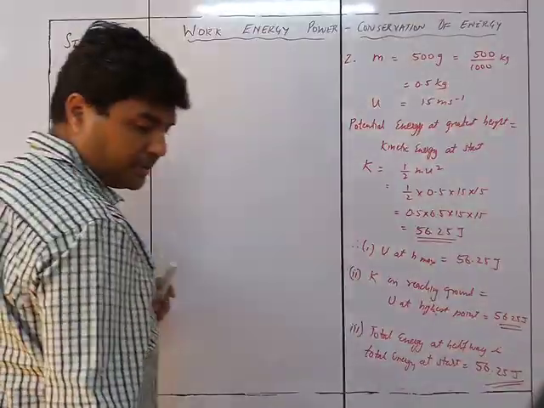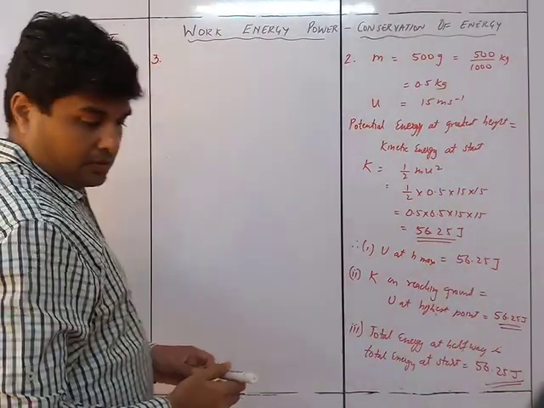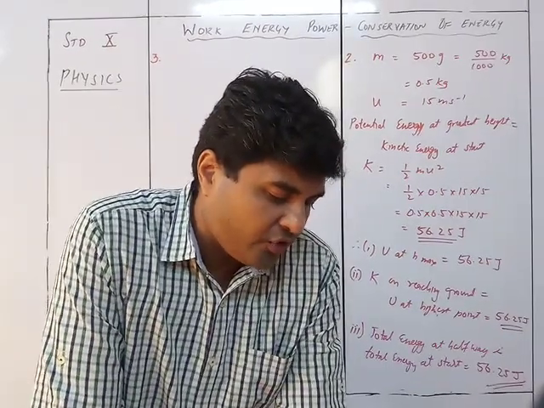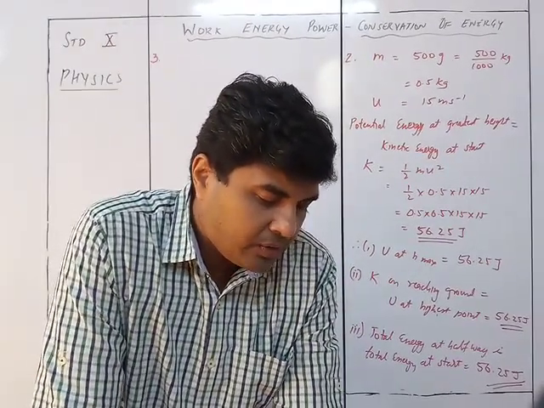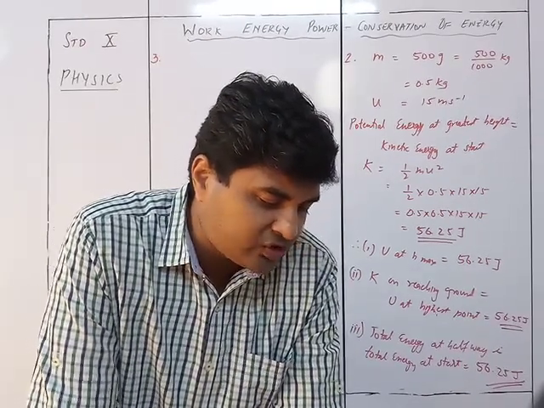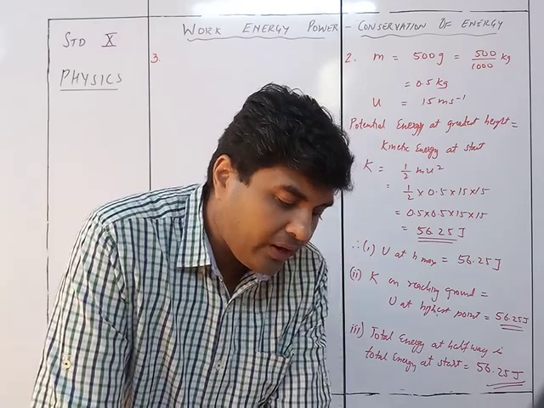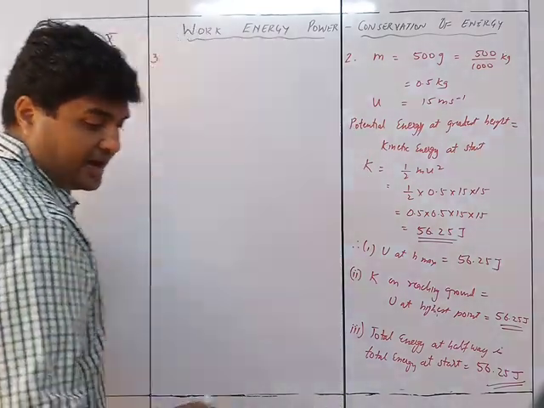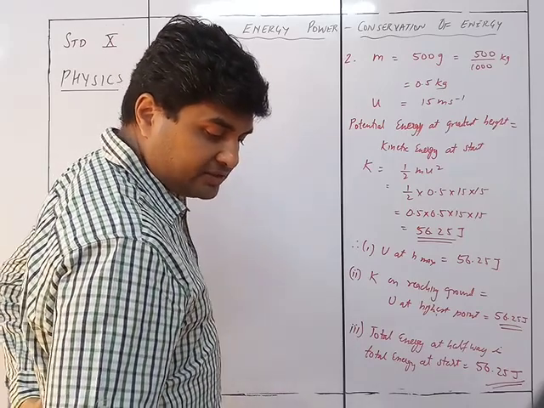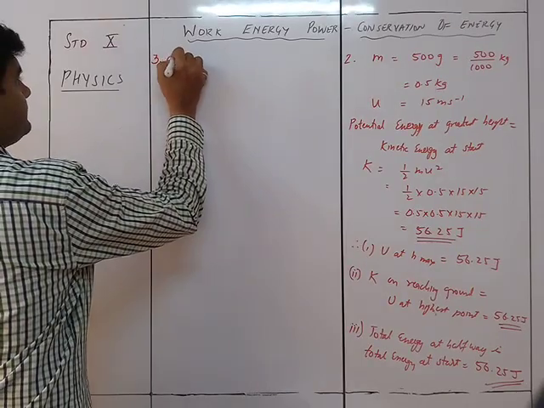Now we move on to sum number 3. A metal ball of mass 2 kg is allowed to fall freely from rest from a height of 5 meters above the ground. G is equal to 10 meter per second square. Calculate potential energy possessed by the ball when it is initially at rest and kinetic energy of the ball just before it hits the ground. What happened to the mechanical energy after it hits the ground? Okay, so we have got A, first part.